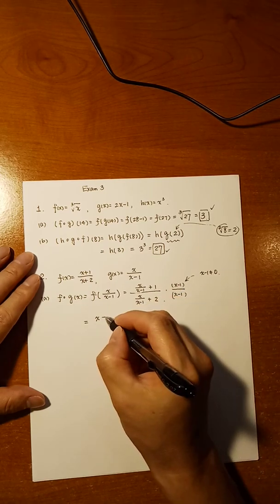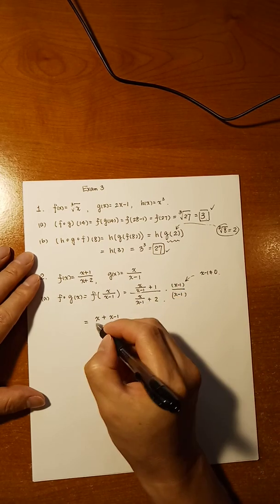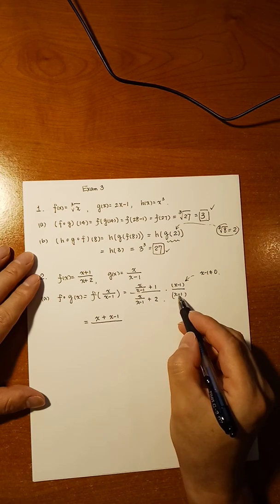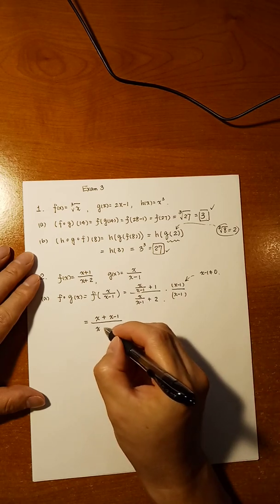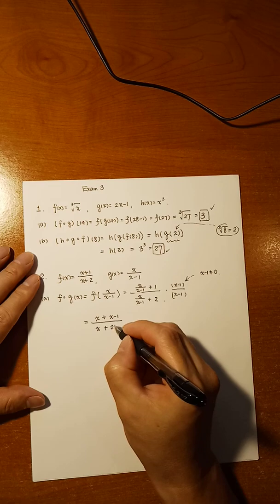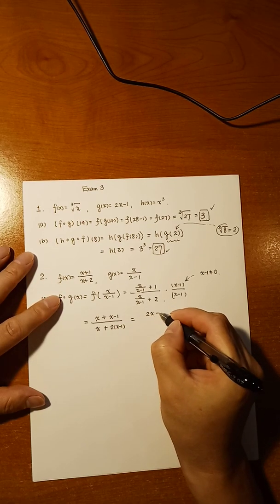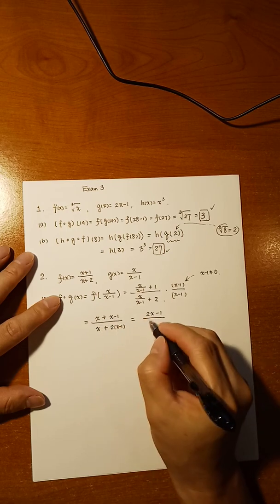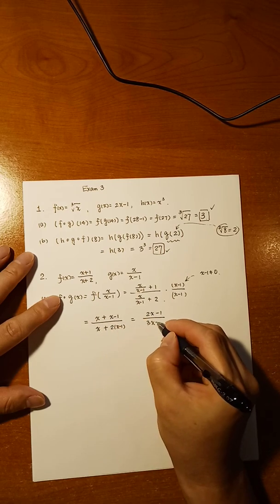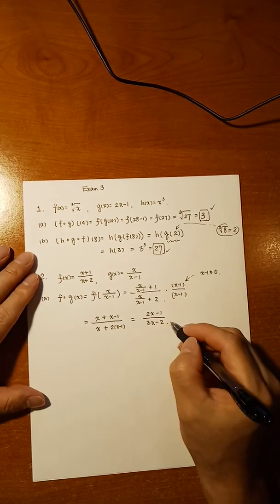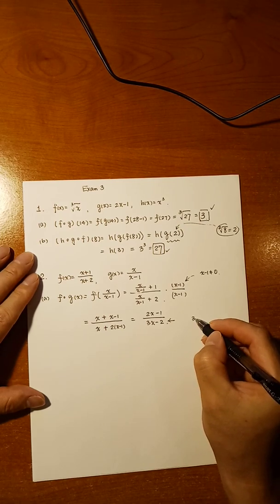1 times x minus 1 is x minus 1. Here, you cancel x minus 1, you get x. Then 2 times x minus 1 is 2 times x minus 1, exactly. So if you simplify it, it's 2x minus 1 over 3x minus 2. In the 3x minus 2, the denominator cannot be 0.